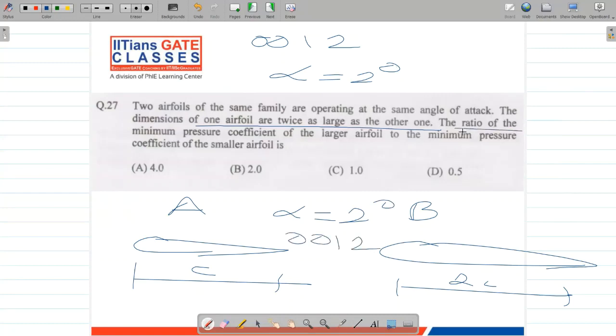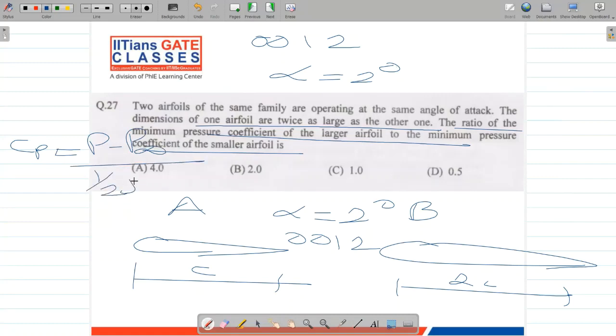The ratio of the minimum pressure coefficient of the larger airfoil to the minimum pressure coefficient of the smaller airfoil. So we know that pressure coefficient Cp is defined at every point on the surface of the airfoil, that is pressure at that point minus P infinity, that is pressure of the free stream, divided by half rho V infinity square. All right.